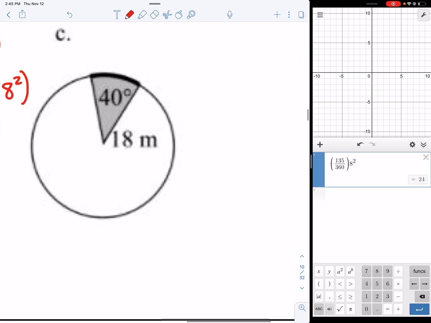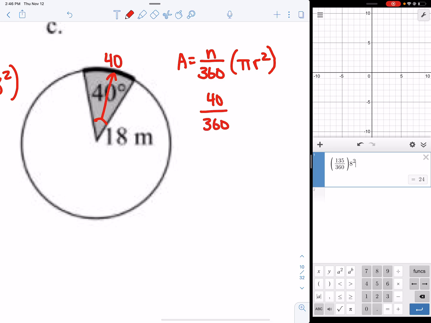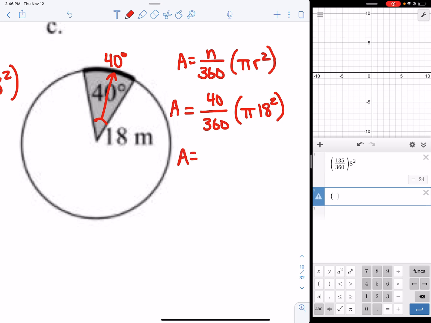All right. Example C. So we need to find area of a sector. We have the measure of the arc over 360 times pi r squared. That same formula. So our arc measure is 40 degrees over 360, because the central angle is always equal to the arc measure. All right, and then pi times 18 squared, since 18 was our radius. So I can type everything in the calculator, but I'm just going to leave out the pi again. So let's do 40 divided by 360.